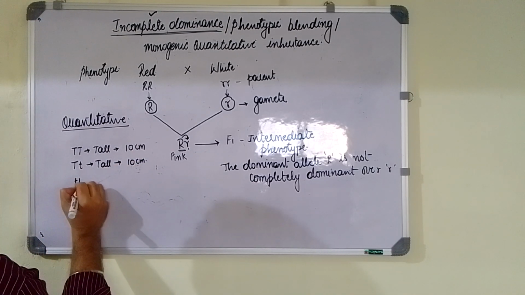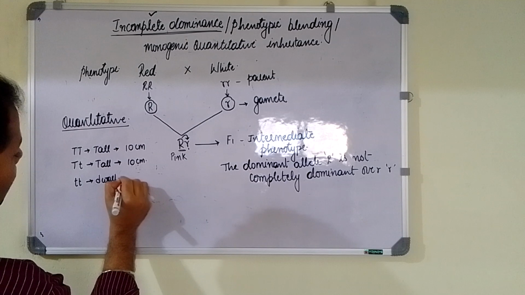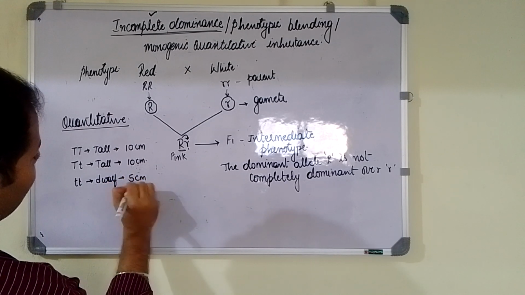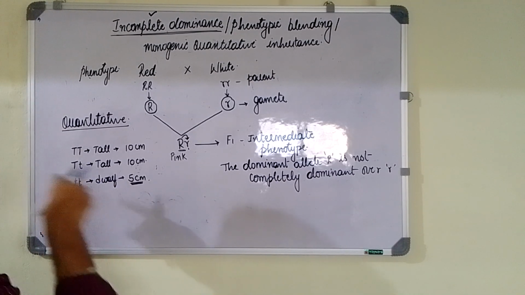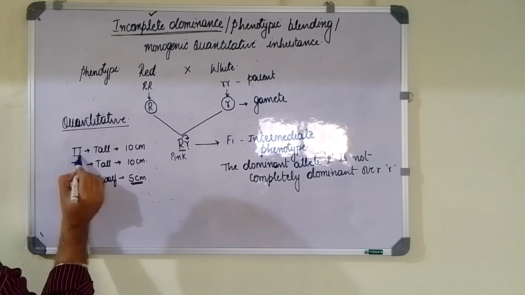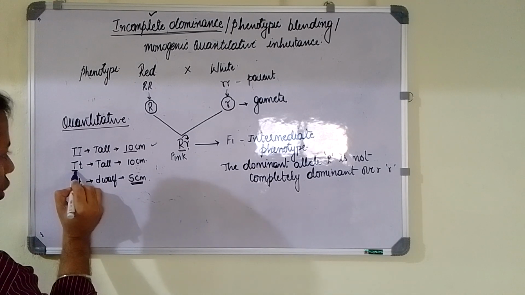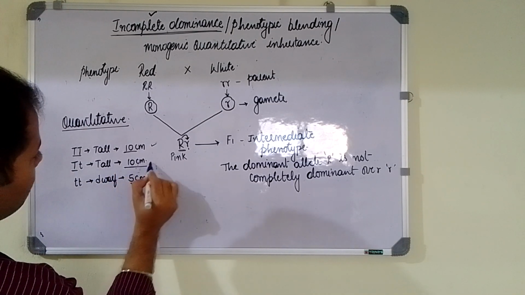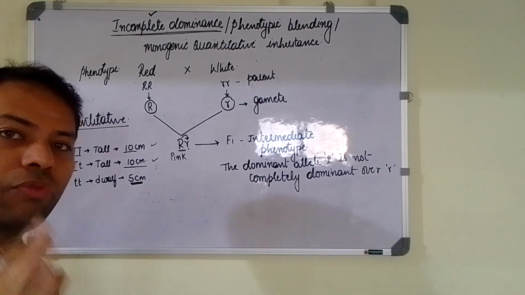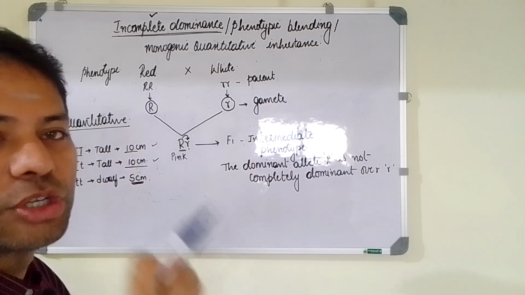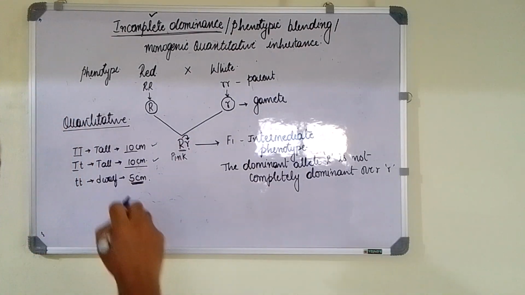The third case is, let us assume, small t small t, and we know that this is a dwarf plant, producing 5 centimeters height. This is a recessive trait, the recessive expression of the gene. Here there are two dominant alleles, still there is an expression of 10 centimeters height. Here there is a single dominant allele, and still there is expression of 10 centimeters height. Means, in this case, the number of dominant alleles is not playing a role in expression of the dominant phenotype. Whether there is a dominant allele or not is what is important here to show the dominant phenotypic expression.